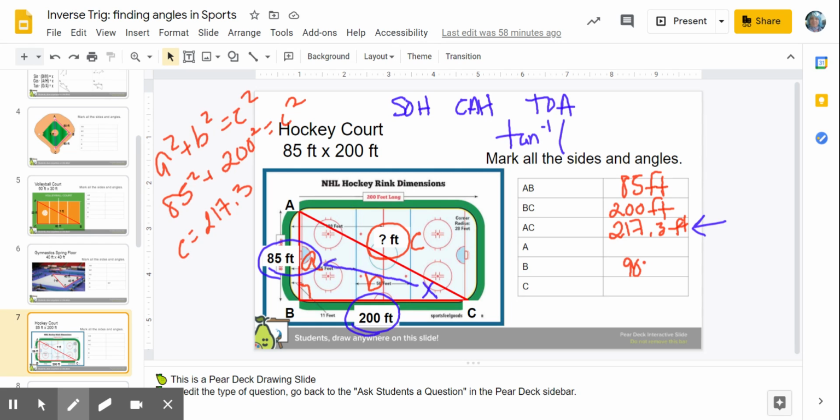So if I go through the triangle to the opposite side from the X, that 85 is the O, and the 200 is the A. So we're going to do TOA is O over A, so 85 over 200. And when you do that, how many degrees is X?